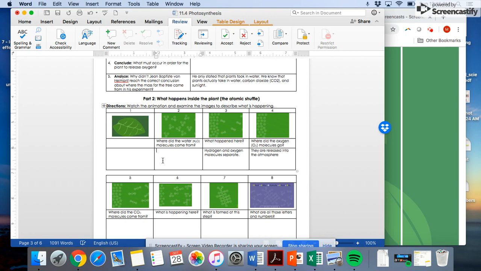And I realize we skipped this one. Where did the water molecules come from? Go ahead and jot that down. You should know from rain or made by the plant itself.